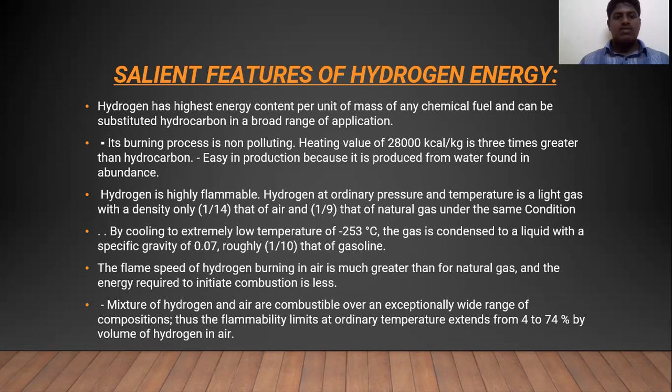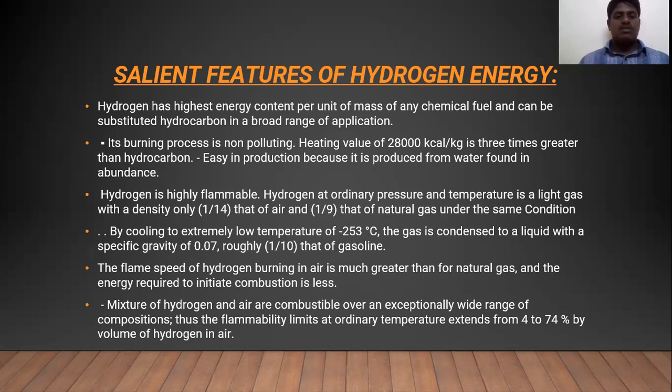Hydrogen is highly flammable. Hydrogen at ordinary pressure and temperature is a light gas with a density only 1 by 14 that of air and 1 by 9 that of natural gas under the same conditions. By cooling to an extremely low temperature of minus 253 degrees Celsius, the gas is condensed to a liquid with a specific gravity of 0.07, roughly 1 by 10 that of gasoline.